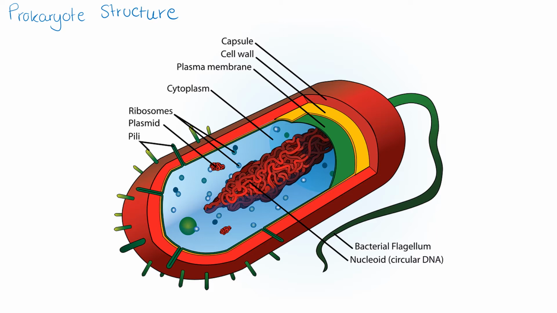So let's start off right in the centre here with this big red squiggly line, which is the nucleoid or circular DNA. This is the genetic information that contains all of the genes which can be transcribed into proteins. The proteins can be transcribed on ribosomes and translated into polypeptides.